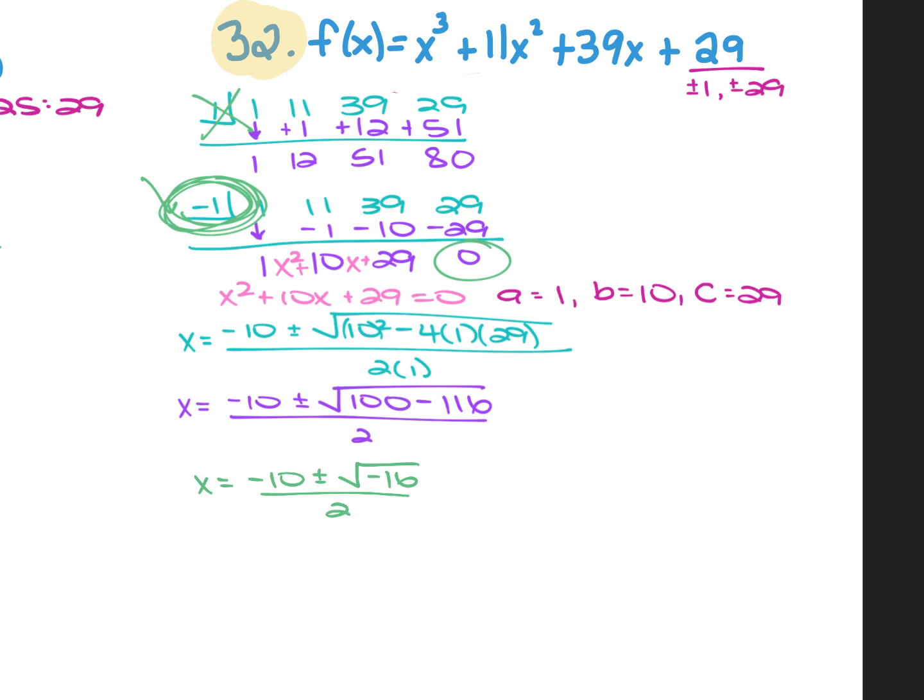We simplify that square root of negative 16 to be x is equal to negative 10 plus or minus 4i all over 2. And then we simplify using our denominator. That 2 goes into the negative 10 and that 4i evenly. So the 2 becomes a 1, negative 10 becomes negative 5, and the 4i becomes 2i. So we just have x is equal to negative 5 plus or minus 2i.